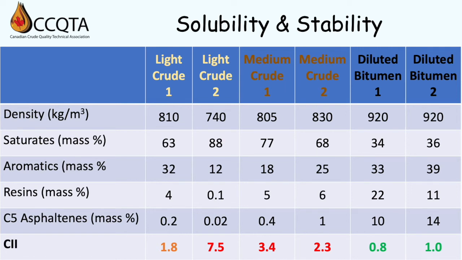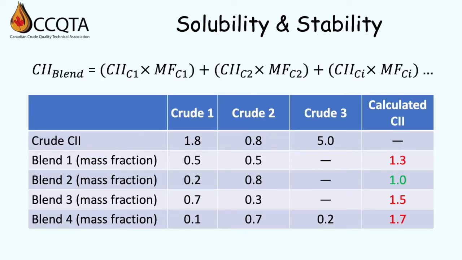On a mass basis, these are additive. So from a blending perspective, you can use the sum of the mass fraction of each crude to determine the contribution of each of the SARA components to determine the CII of a theoretical blend. Let's take a look at an example of blending various crudes and the resulting CII of the blended product.